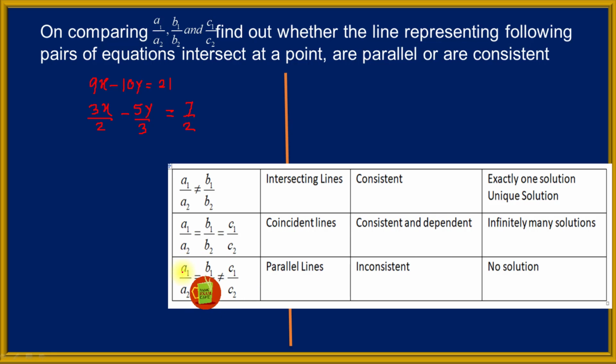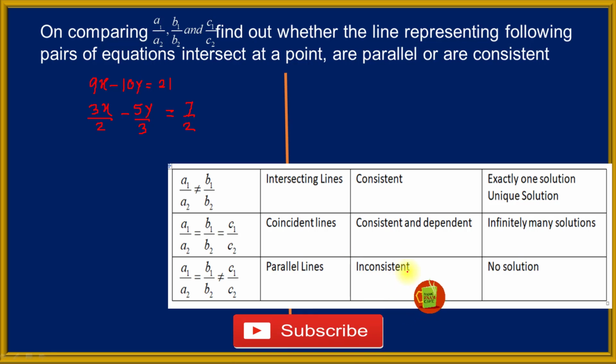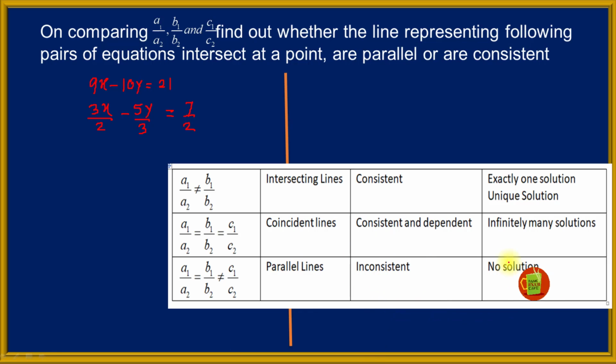And the third condition, we have seen that if A1 upon A2 is equal to B1 upon B2 is not equal to C1 upon C2, then the lines will be parallel and it will have no solution because the lines are parallel and will not intersect, so the nature will be inconsistent. So remember, when there is no solution, the nature of the equations will be inconsistent, and if there is a solution, maybe unique solution or infinitely many solutions, then the nature will be consistent. So we will solve this question.